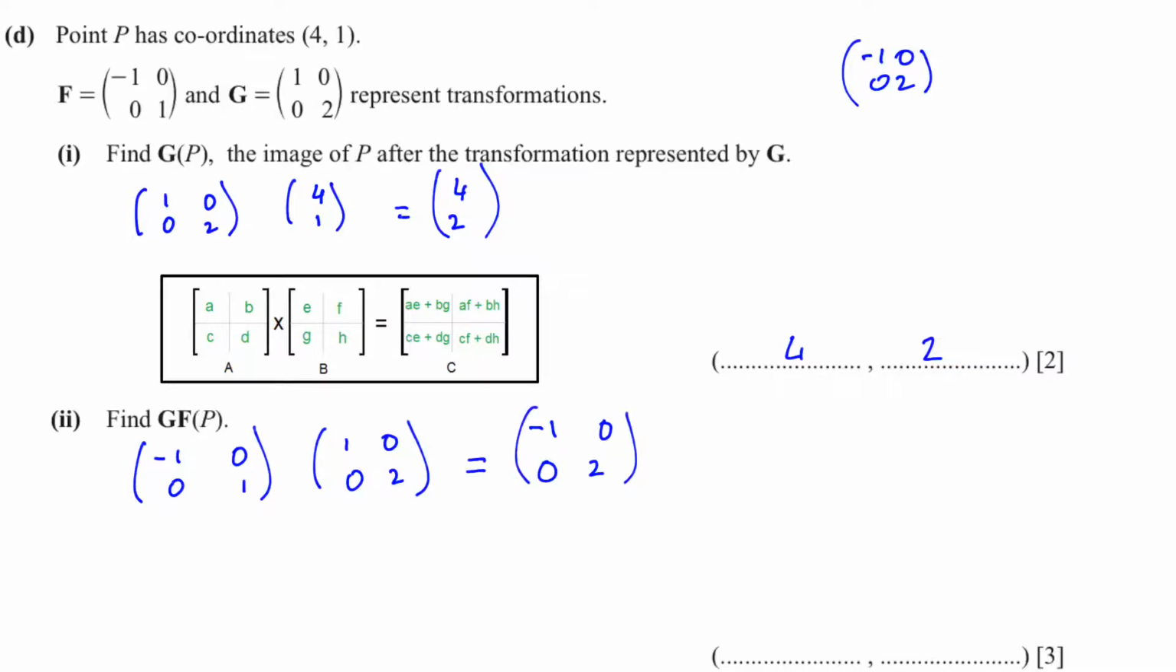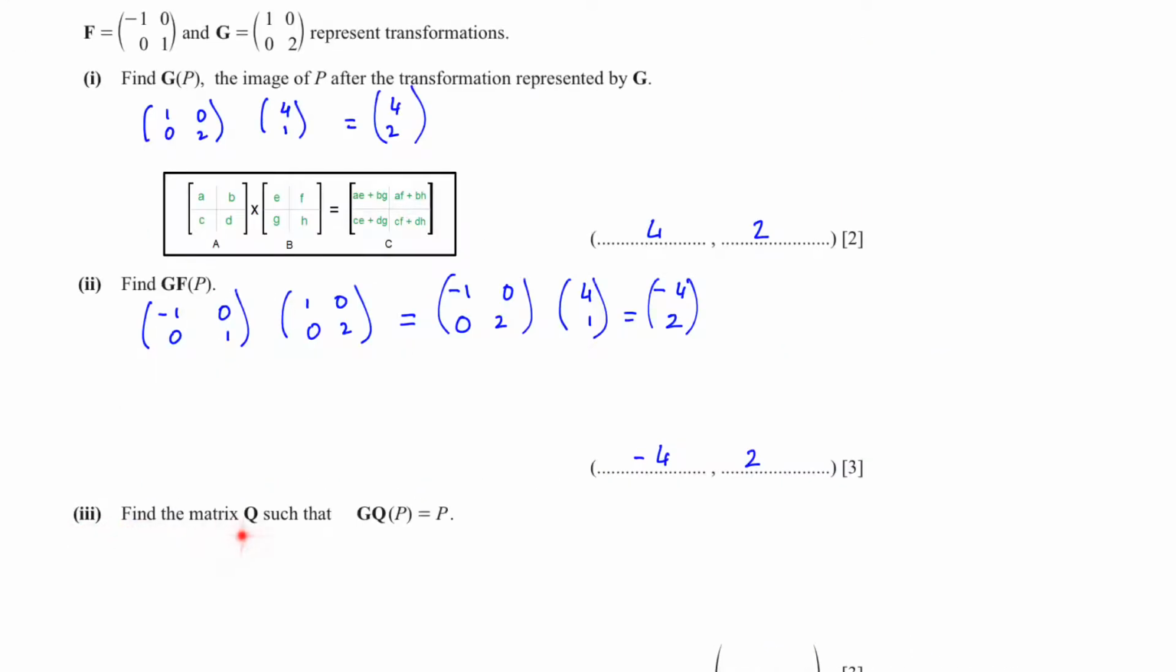Now that we have got G multiplied by F, now we have to multiply P. P is 4, 1. We are going to multiply it the same way we did before. Negative 1 multiplied by 4 is negative 4 and 0 multiplied by 1 is 0. So negative 4 and down you will have 0 multiplied by 4 is 0. 2 multiplied by 1, 2. So your coordinates are negative 4 and 2.